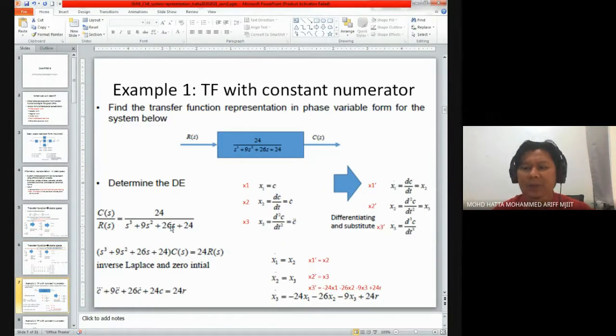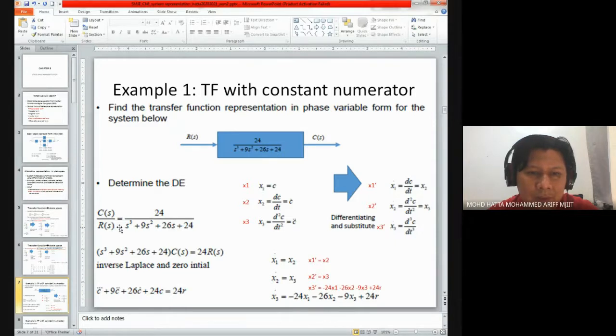Okay, let's say we have a transfer function like this: 24 over s to the power of 3 plus 9s squared plus 26s plus 34. So this is considered our transfer function, and we have our system input, which is R of S, and system output, which is C of S. The first thing we need to do is determine the differential equation, here DE means differential equation. And to do that, it's very easy.